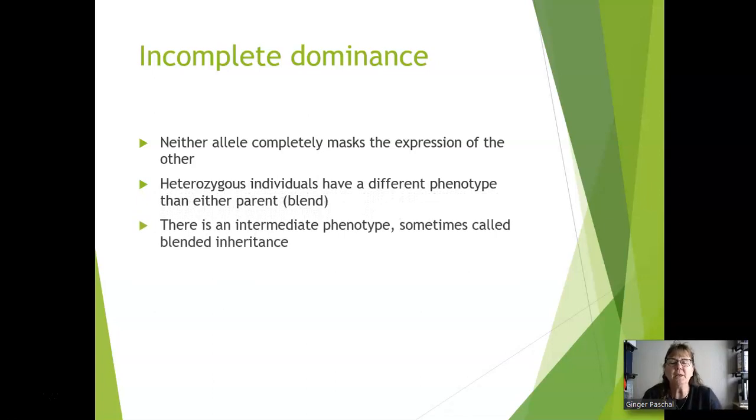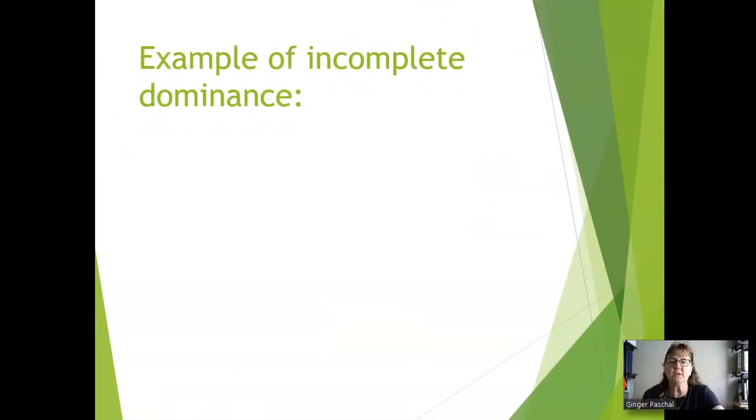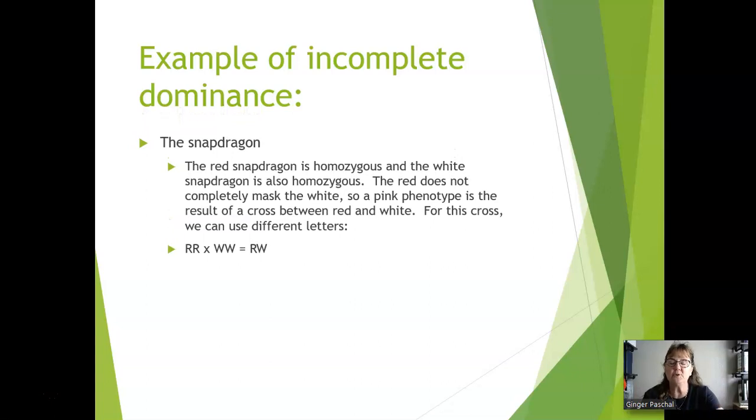So there is an intermediate phenotype, and this is sometimes called blended inheritance. So this is incomplete dominance. Please, please, please make sure you understand this, because this one and the next one are oftentimes confused. So examples of incomplete dominance are snapdragons. Snapdragons are actually a type of flower.